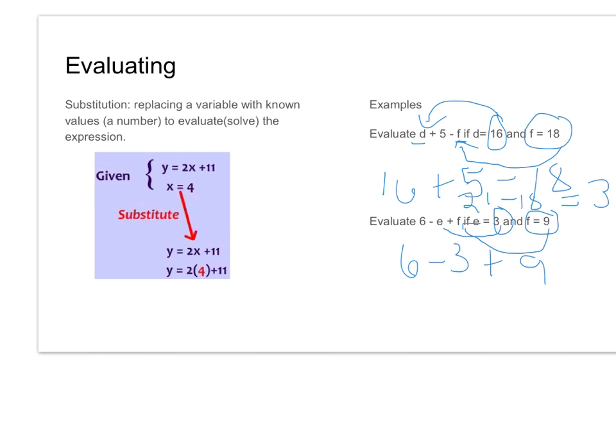So we have 6 minus 3, that equals 3. And then you're going to plus 9, which equals 12. So all you're doing is taking your unknown values and replacing them with the values that they're going to equal, and then just solving using your order of operations.